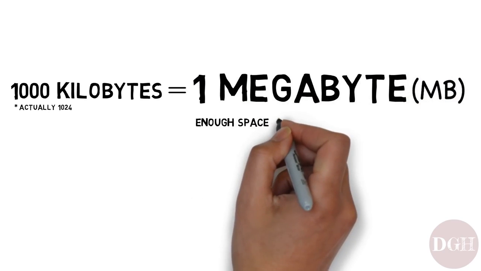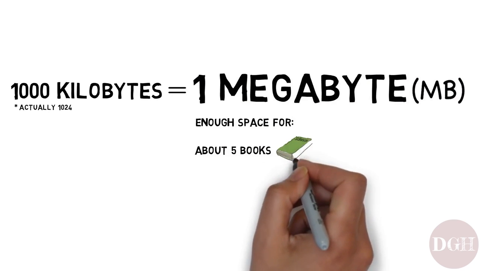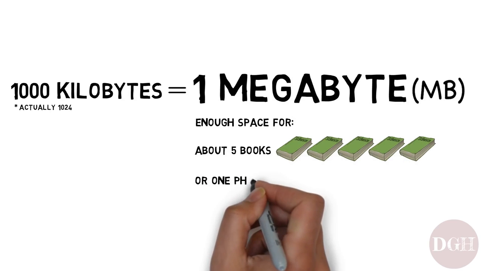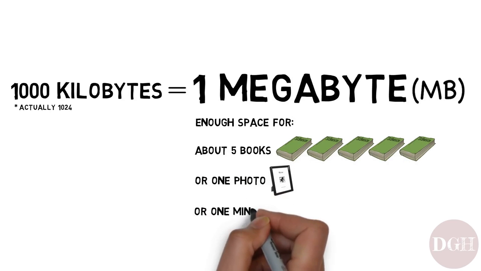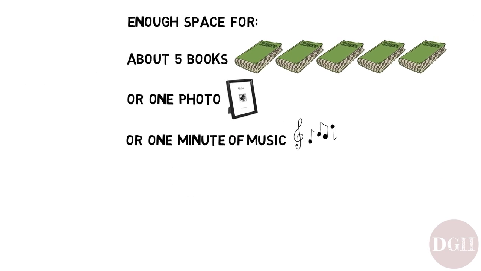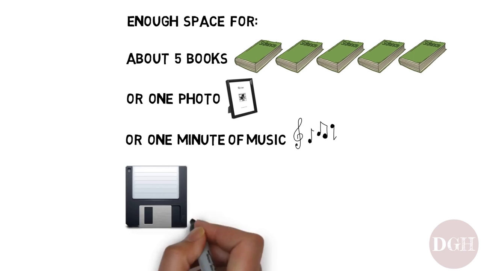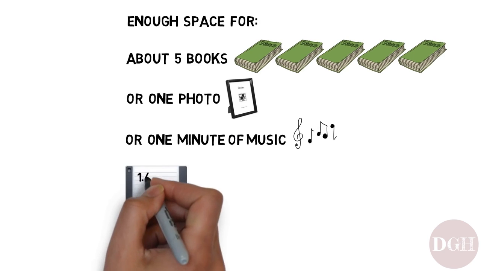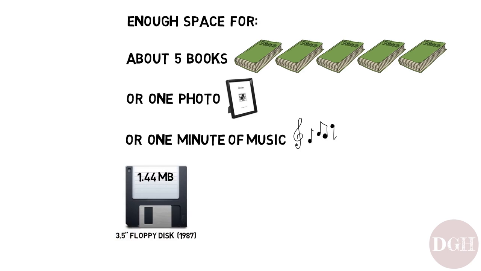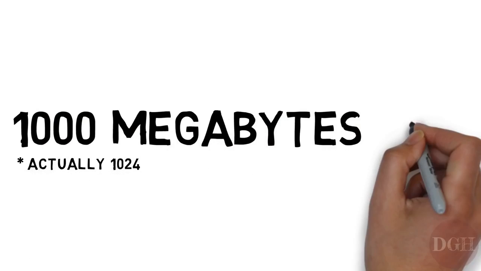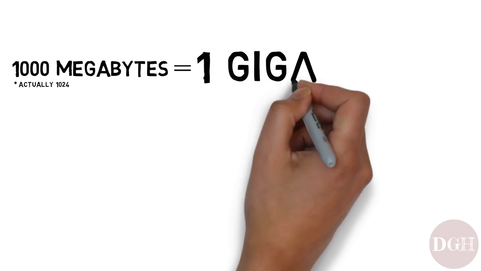1 megabyte is enough space to hold about 5 large books, or 1 photo, or 1 minute of music. This was a 3½ inch floppy disk back in the 1980s that held 1.4 megabytes of data, which was pretty good at the time because most files were pretty small. Alright, now you're probably wondering, what's it called if you have 1,000 megabytes? 1,000 megabytes is called a gigabyte.